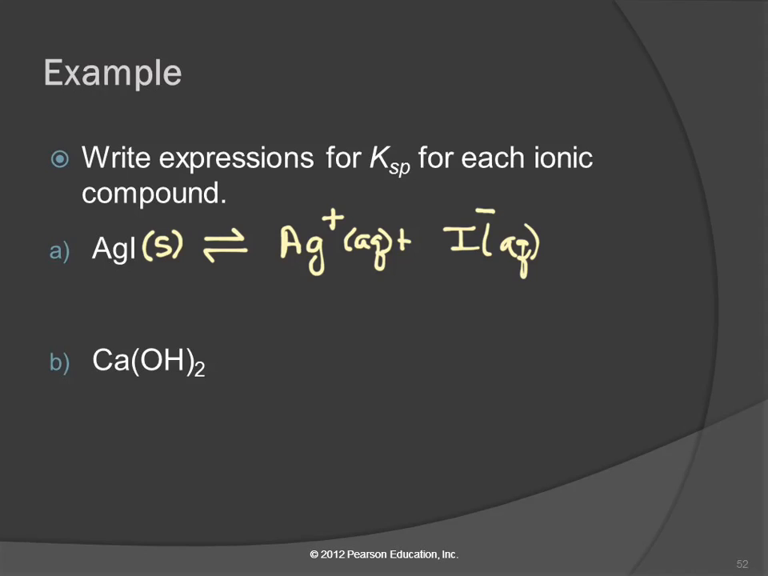There's two ways you could know that. You could look at the formula and see, oh, there's one silver and one iodine. If the iodine's -1, the silver must be +1. Or you could look at the periodic table and remember that aluminum was +3 and we went down the stairs. Aluminum, zinc, silver. Zinc is +2, silver's +1. So here's our equation for dissolving silver iodide. Then we write the equilibrium expression.